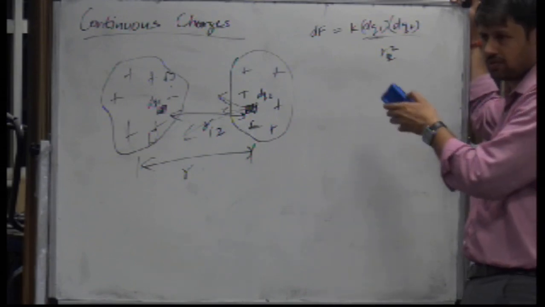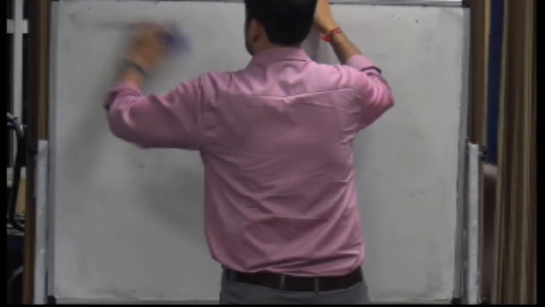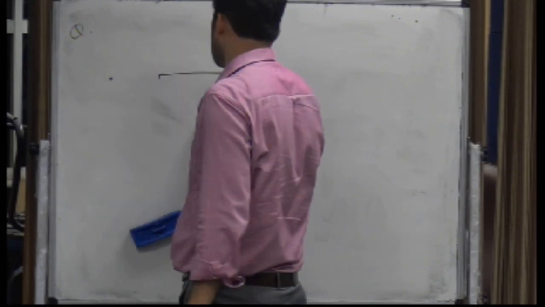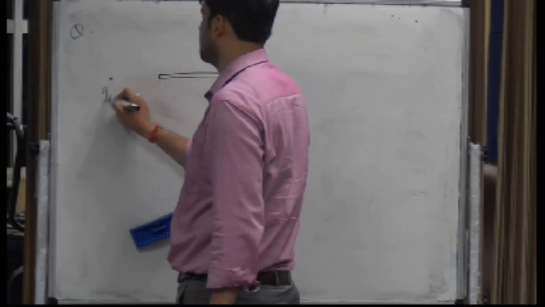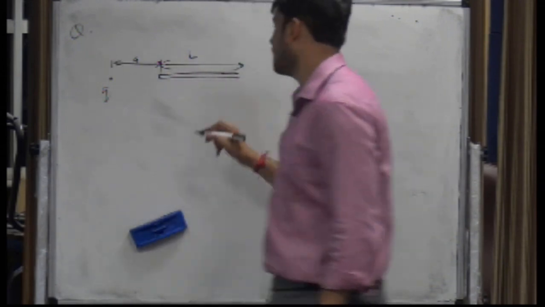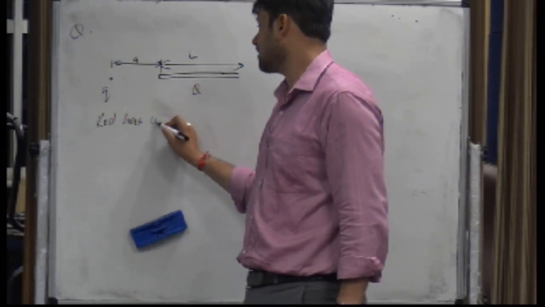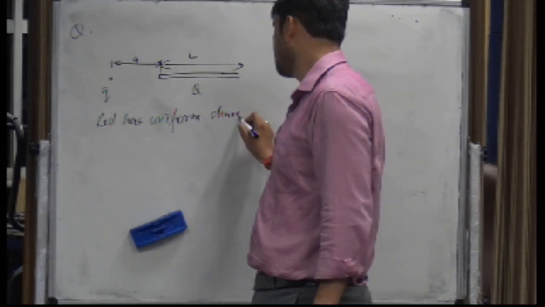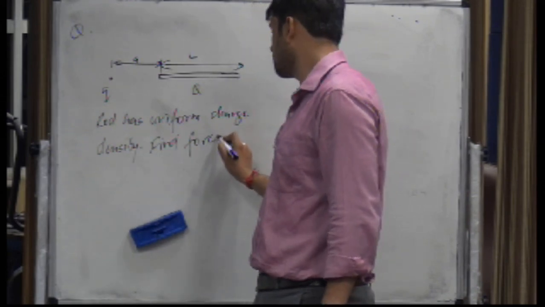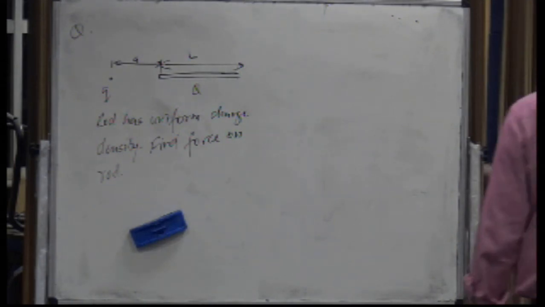Is it okay? Erase karo. The question says, this is a point charge and this is a rod. Rod has uniform charge density. Okay, find force on rod. Okay, how to approach it? You need to find force on rod.